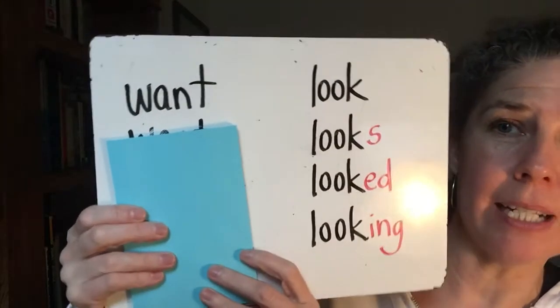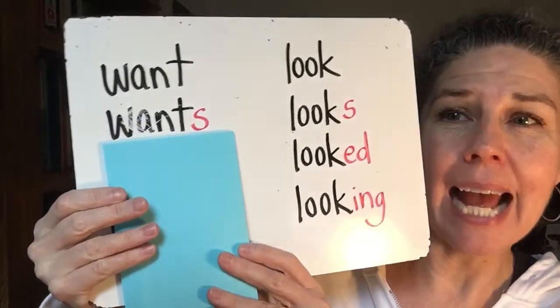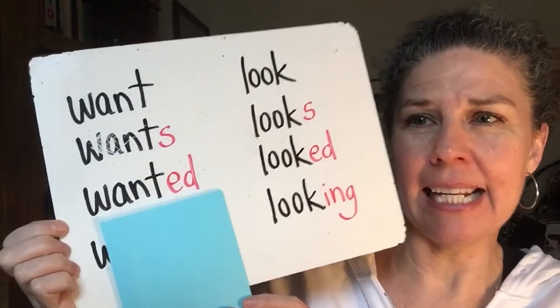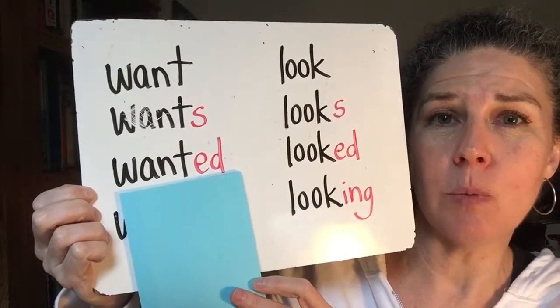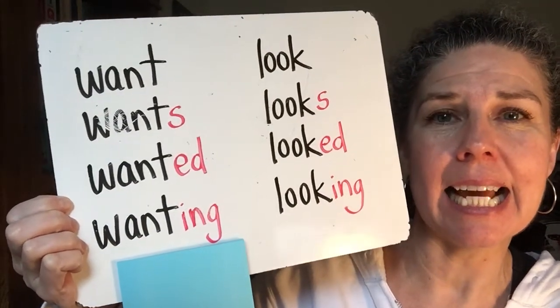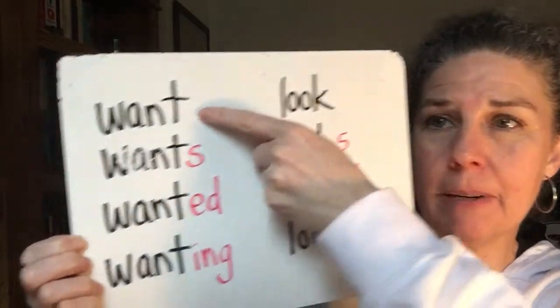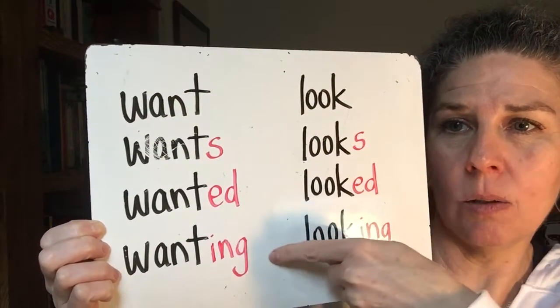All right, I have another word on here. Let's try it with the word want. So this word says want, like I want to eat some ice cream. If I add an S ending, it says wants. Good. If I add an ED ending, it says wanted, like she wanted to go to the park. And if I add an ing ending, it says wanting. All right, read these words. Want, wants, wanted, wanting.